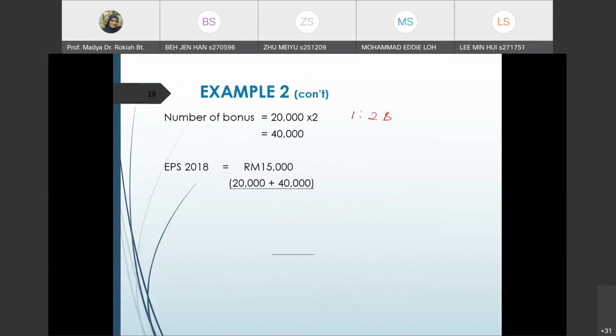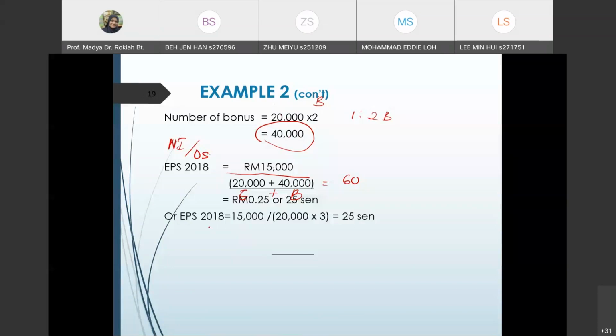So EPS for the year 2018 here is net profit, net income, divided by number of ordinary shares. So the profit that you have here is 15 divided by 20 from the existing plus 40 from the bonus. So altogether you're going to have 60. So 15 divided by 60, you're going to have 25 cents. Or 15 divided by 20 times 3. Where do we get this 3? 1 is the existing plus 2 from the bonus, so the number of shares is going to increase by 3.